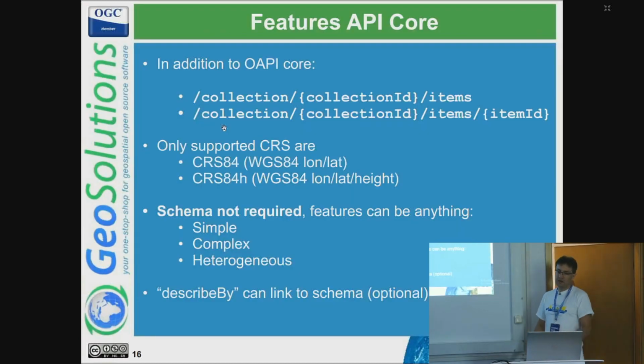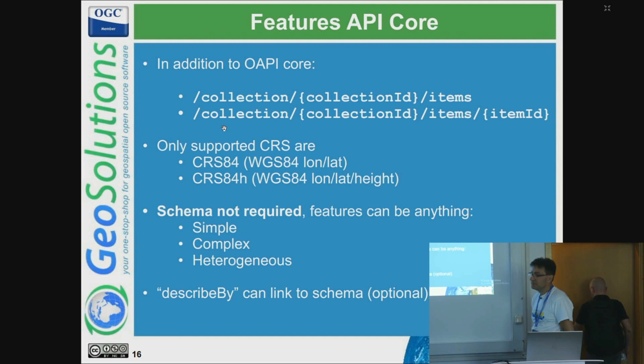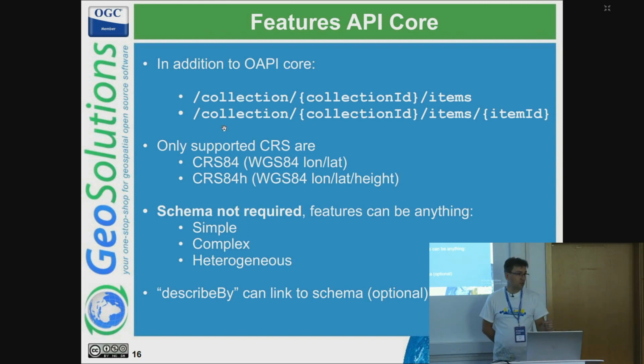The core, in addition to OGC API Commons, adds the notion of items inside a collection. The only supported CRSs are CRS84, that is WGS84 in longitude, latitude order, mind the order, or CRS84h, which has the height. Schema is not required, unlike WFS. You can have schemaless services as much as you like. So it's not a you must do.